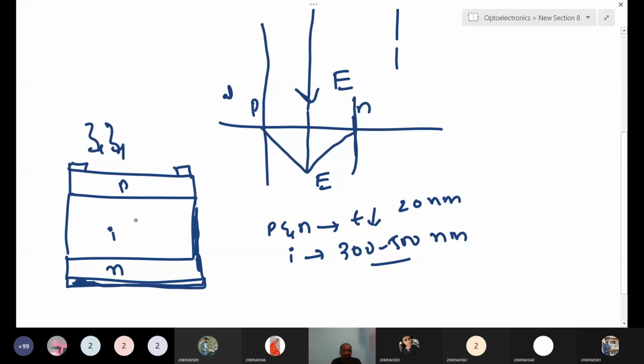When you shine light, electron-hole pairs will be generated. Whatever the electric field is, it will send holes to the P layer and electrons towards the N layer. First we are creating electron-hole pairs by shining light. After that, using the electric field, we are separating them. Once separated, we collect these electrons and holes using metal contacts. That is the construction of the device.